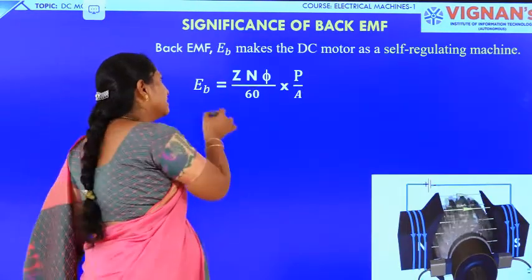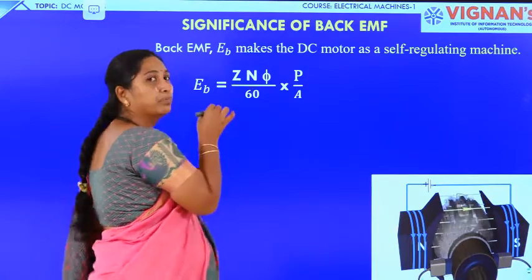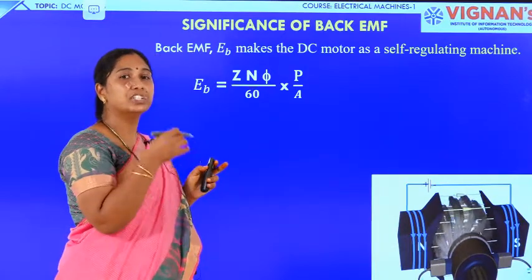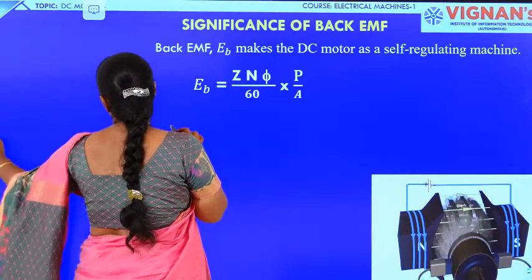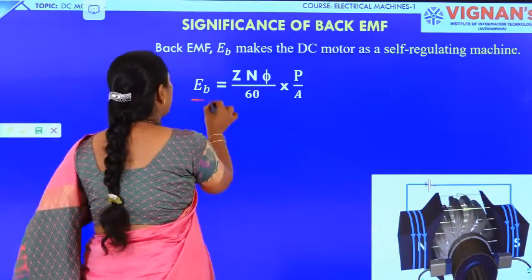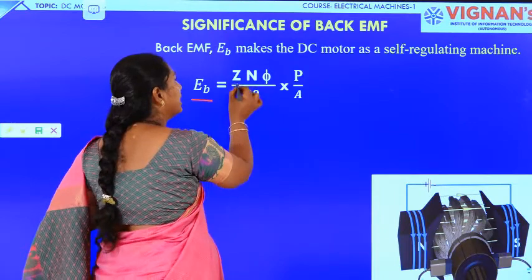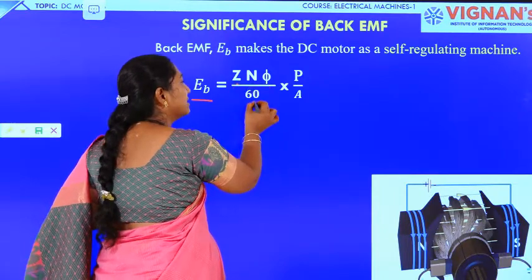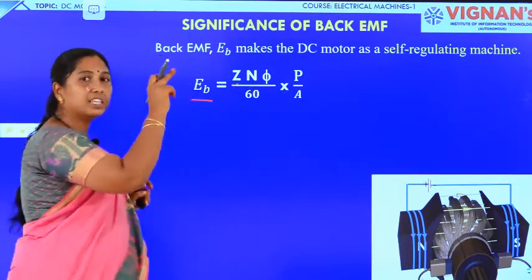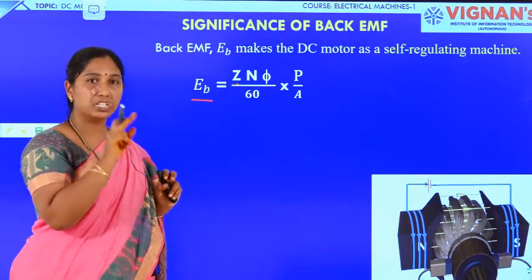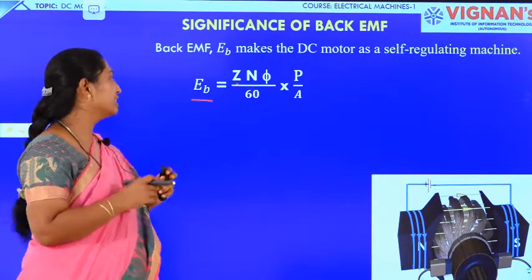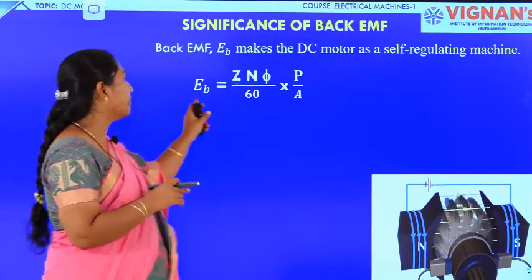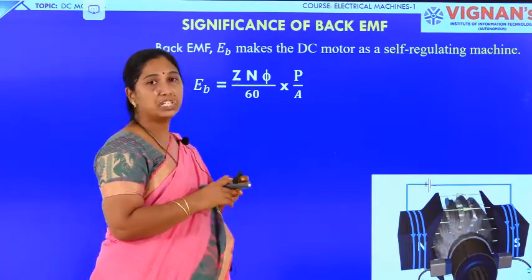Now, as this back EMF is produced due to the generating principle, we can write that the magnitude of the back EMF can be given by Z n phi by 60 into P by A. This is the magnitude of the induced EMF in a DC generator, which we have already studied.